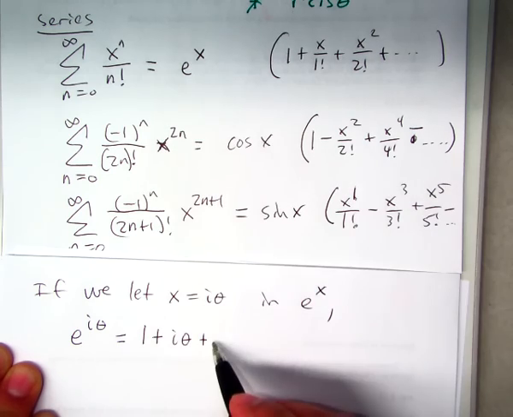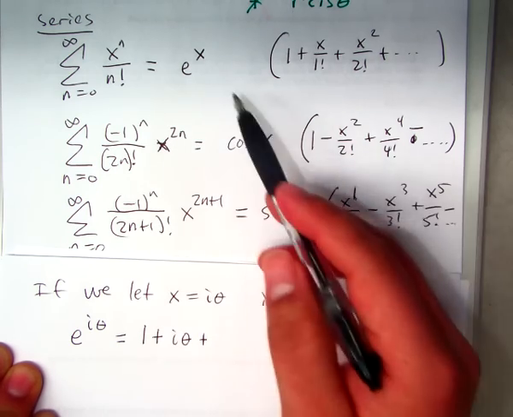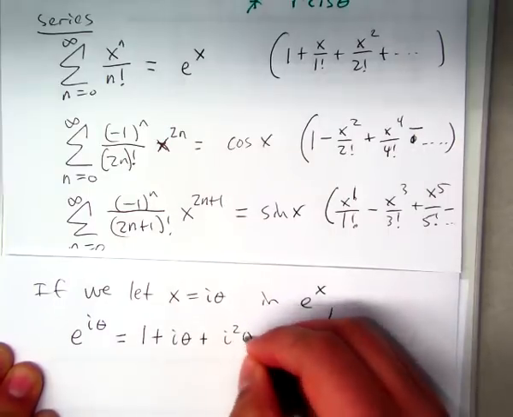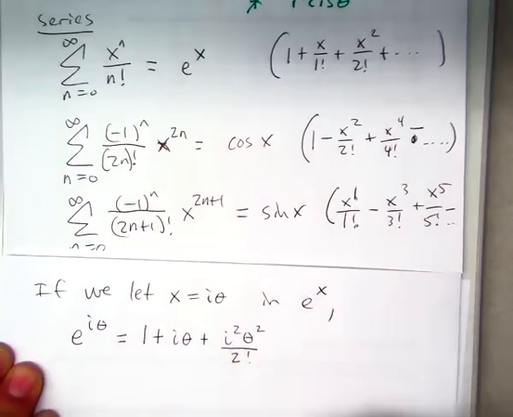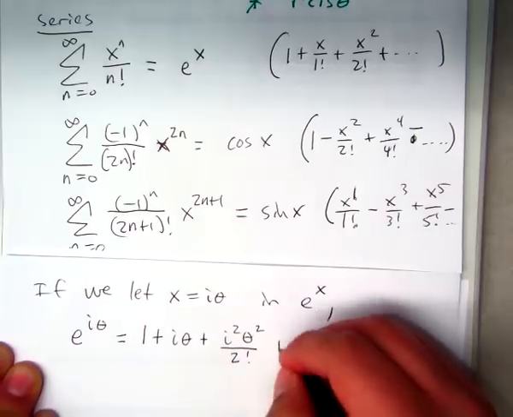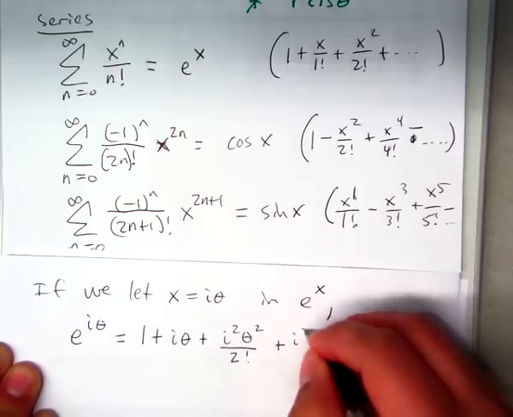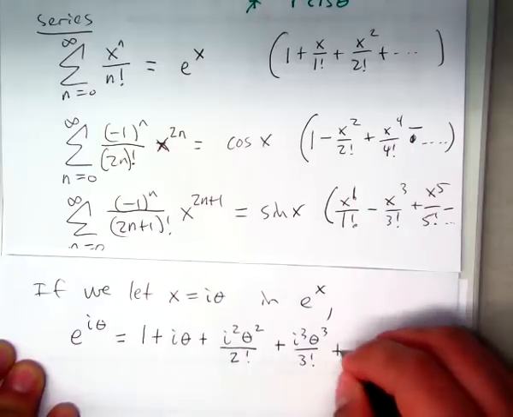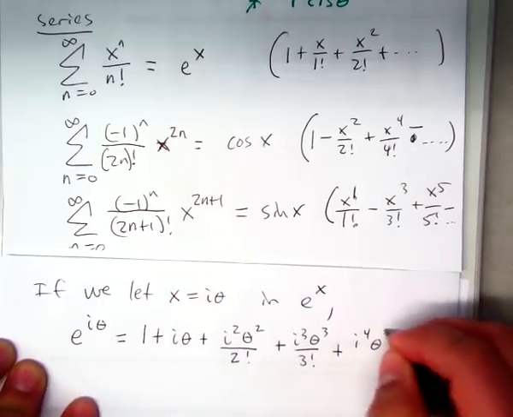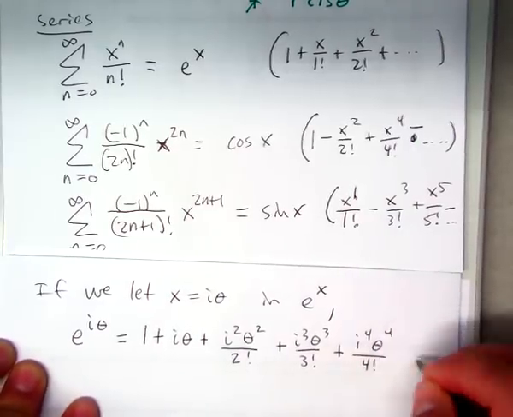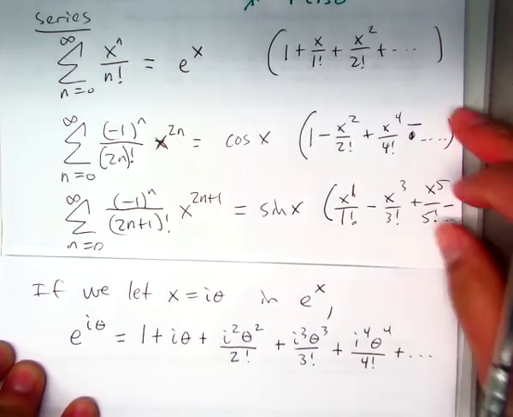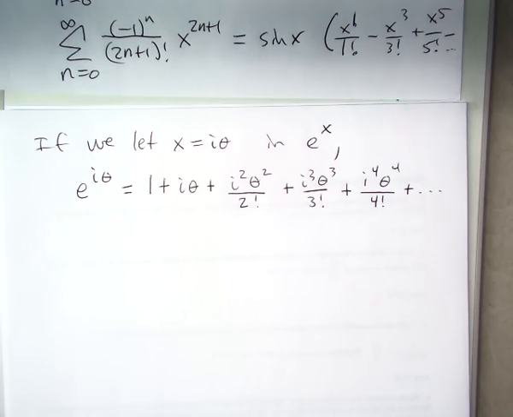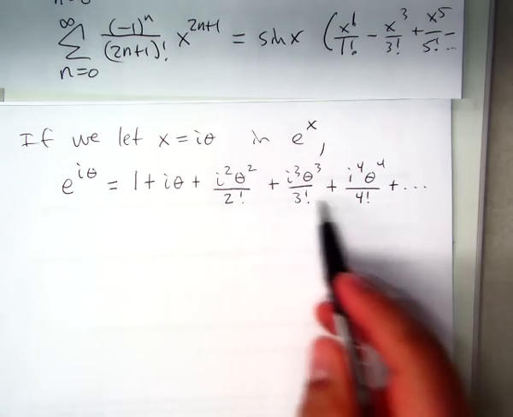n equals 2 gives us i squared theta squared over 2 factorial. Does that make sense? Plus, what would the next one be? There we go. i cubed theta cubed over 3 factorial. We'll do one more just for good measure. i to the 4 theta to the 4 over 4 factorial. Okay. We good with where this is coming from? Just plugging it into the Taylor series, right?